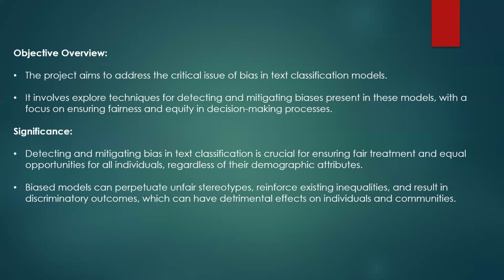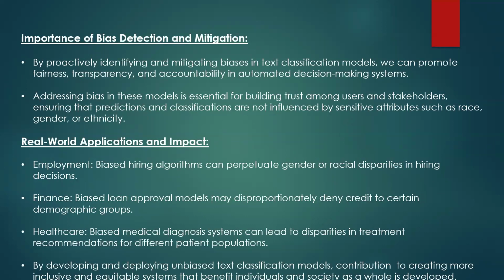There are many significances. Detecting and mitigating bias in text classification is crucial for ensuring fair treatment and equal opportunities. Biased models can perpetuate unfair stereotypes, reinforce existing inequalities, and result in discriminatory outcomes, which can have detrimental effects on individuals and communities. Here is the importance of bias detection and mitigation.